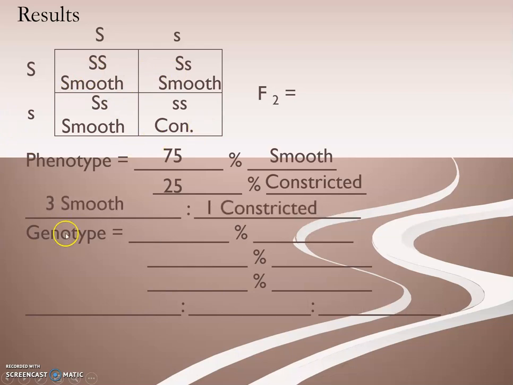Now for the genes, the underlying letters on your chromosomes. The first box, we have one that is two capital S's, so 1 equals 25%. Box 2 and 3, that'll be 50%, big S, little s, which is heterozygous. And then box 4, 25%, two lowercase s's. And to translate that into a ratio, two capital S's, there's only one of those. Heterozygous or big S, little s, we have two of those. And two lowercase s's, we have one.